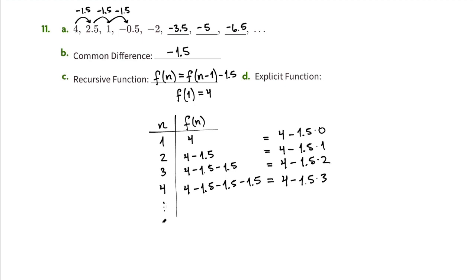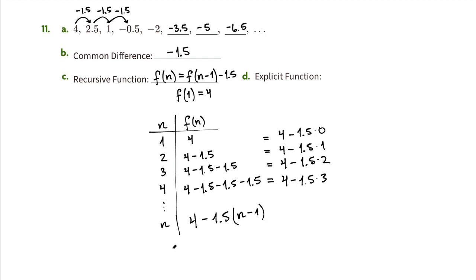So if I'm looking for a formula for the nth term, I see I always have 4, and then minus 1.5 times something that's changing. Well, that thing, since it's changing, means I need to represent that using a variable. I already have a variable right here. The variable I'm using is n. And so I need to relate n to that number. Well, I can see that this number is 1 less than n, or in other words, mathematically, n minus 1.